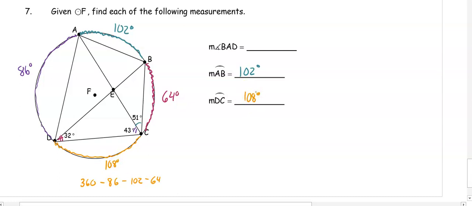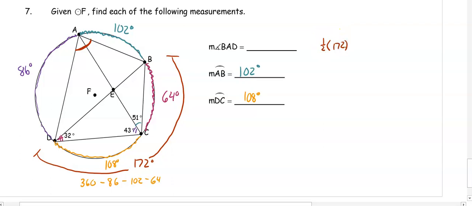The last part that we want to find then is the measure of angle BAD. So BAD is this whole angle right here. It is intercepting these 2 arcs. So 64 and 108 added together gets us 172 degrees. So to get the measure of that angle, it is going to be half of the arc, so half of 172, and we get 86 degrees.